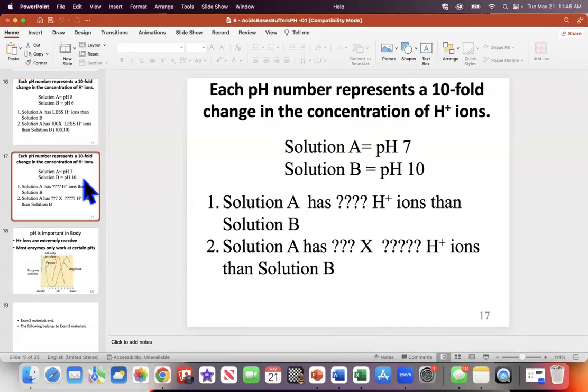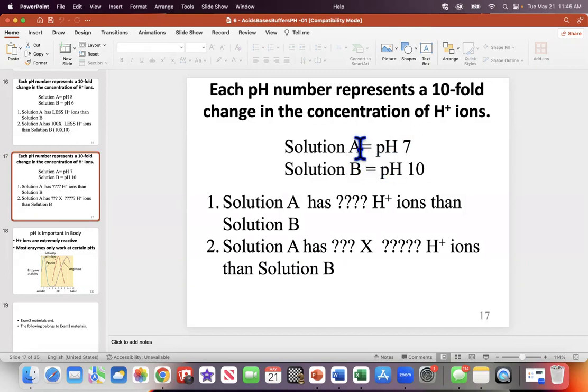Okay, one more practice. Solution A, pH 7. Solution B, pH 10. So first, which one is more acidic? A, right? And actually, solution A is neutral because pH is 7. That's pure water. B is basic because it's bigger than 7.